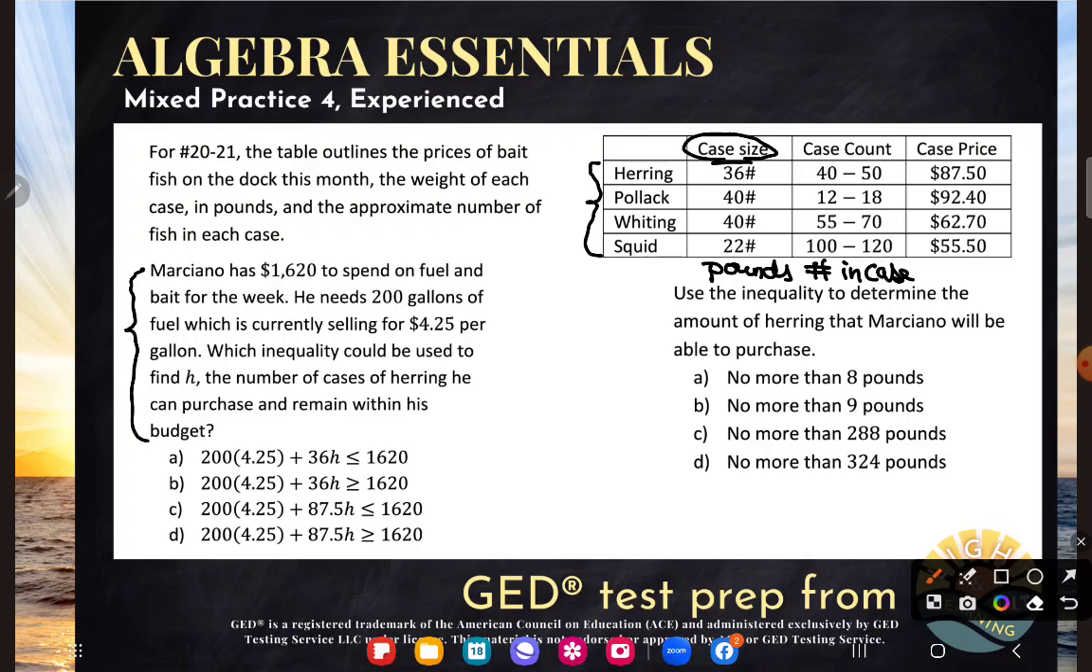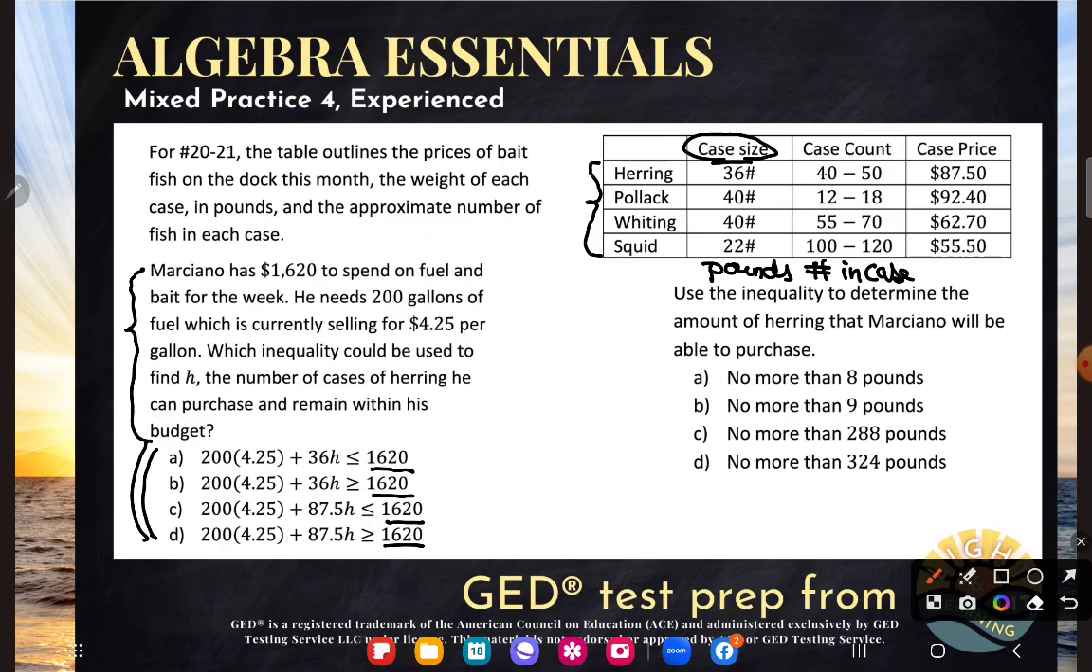Now, the man only has $1,620 to spend. And I want you to look at these multiple choice answers here. They're asking us to write inequalities, which would be tricky if I was doing it from scratch. However, I'm not doing it from scratch, right? They wrote it for us, so I just have to be able to read the language, not necessarily write it. And notice something here about all of them. All of them have 1,620 on the right-hand side of the inequality.